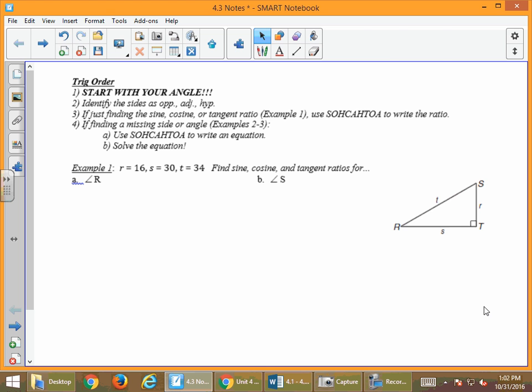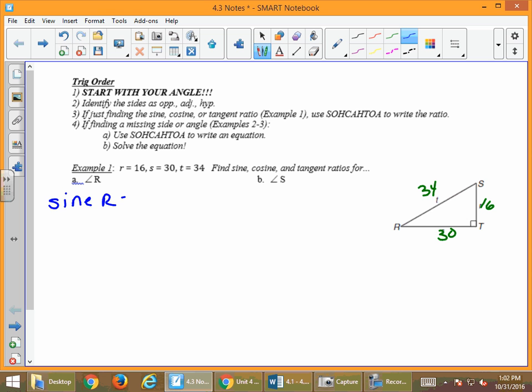We did last Friday? Do we have notes out right now? We had our parts labeled. We said R was 16, we said S was 30, and we said T was 34. Yeah, we got part of it, guys. I think you started it. And we're going to find the sine of R.